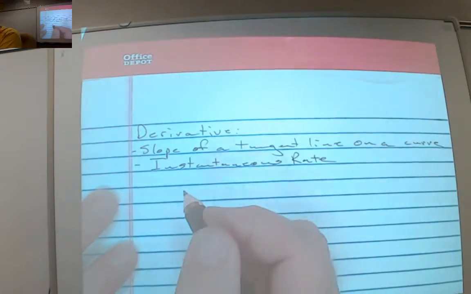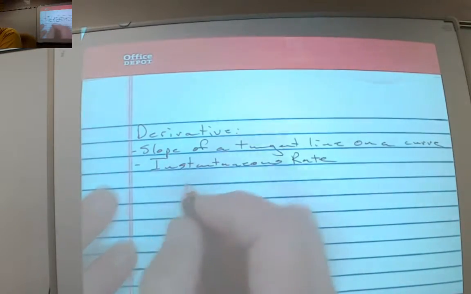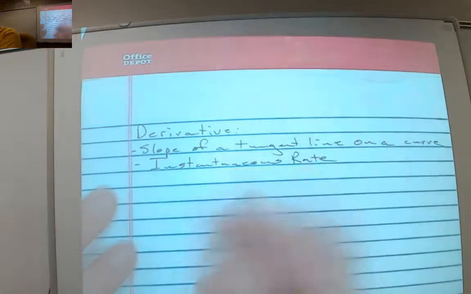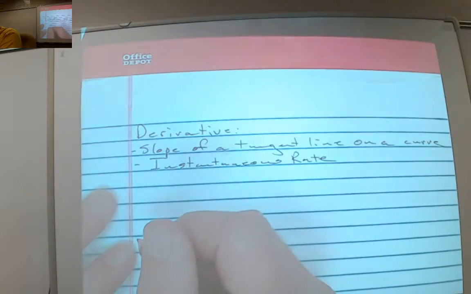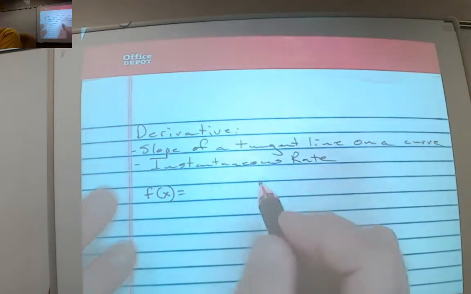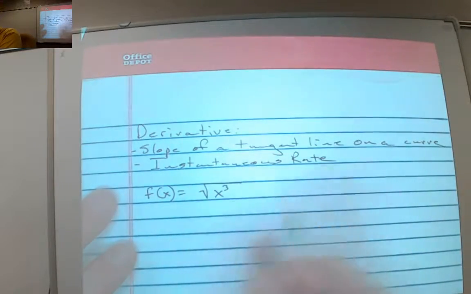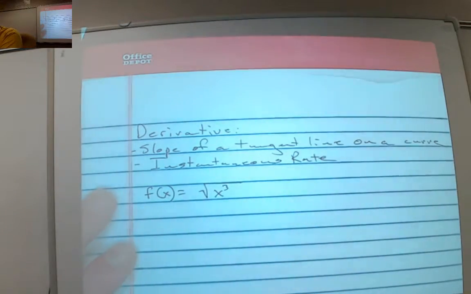Logan, how do you figure it out? I don't want the limit explanation. If I gave you something, what's one way you could figure it out? Put the thing in front. So you put the thing in front of it. So let's say I gave you this. How would you figure out the derivative of that?